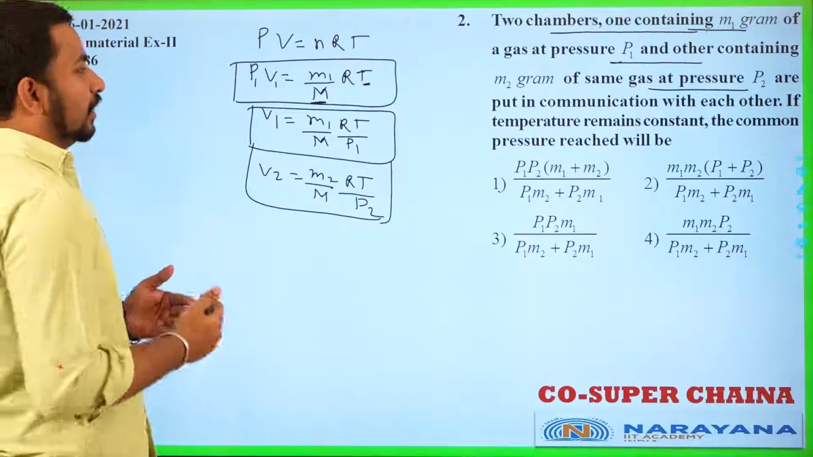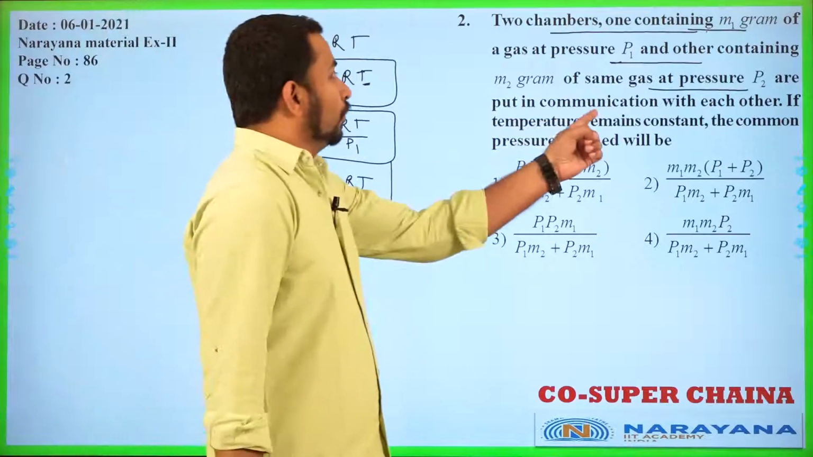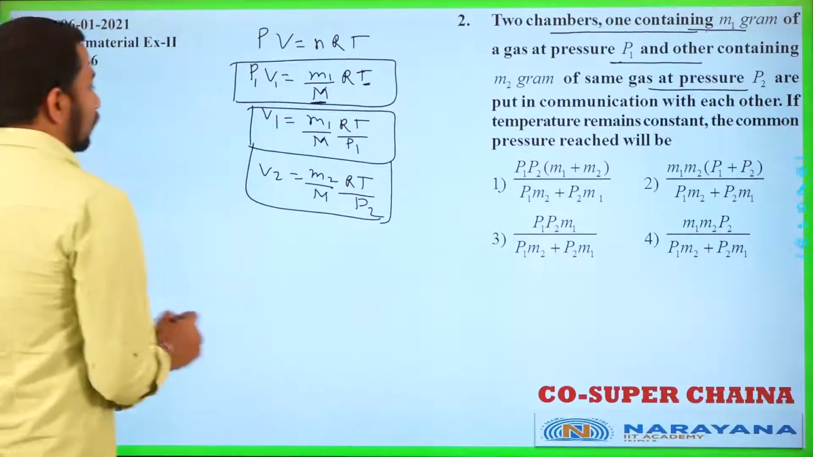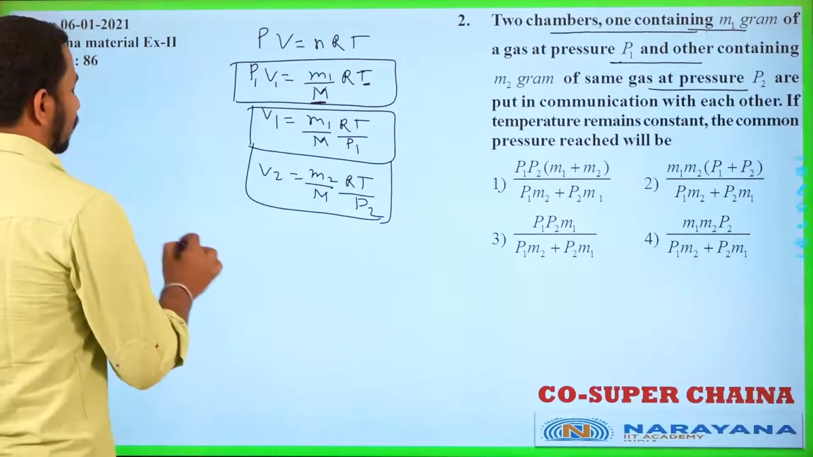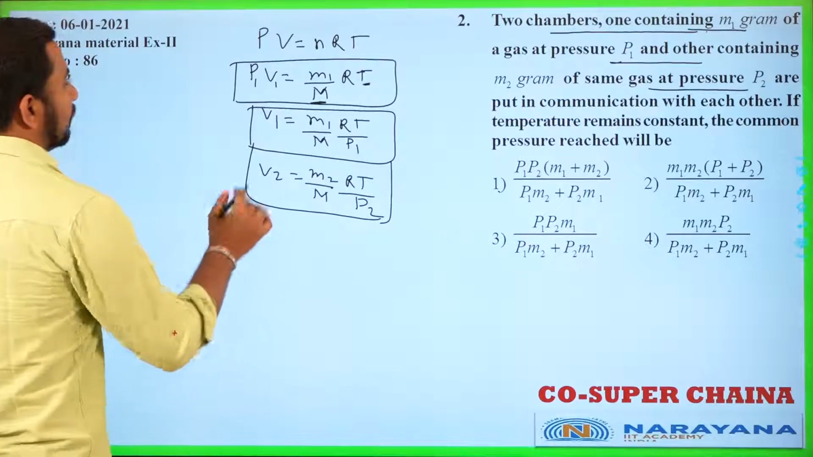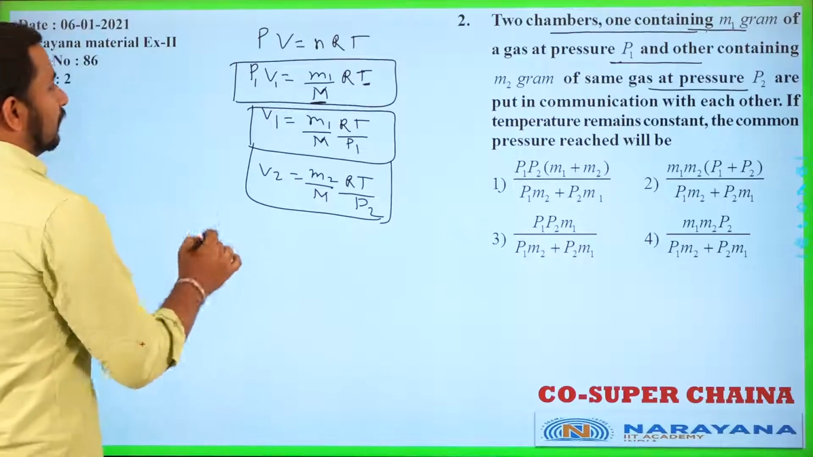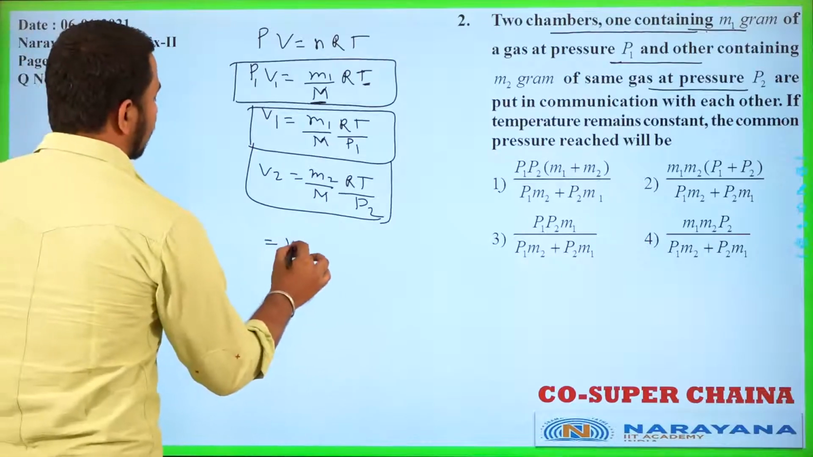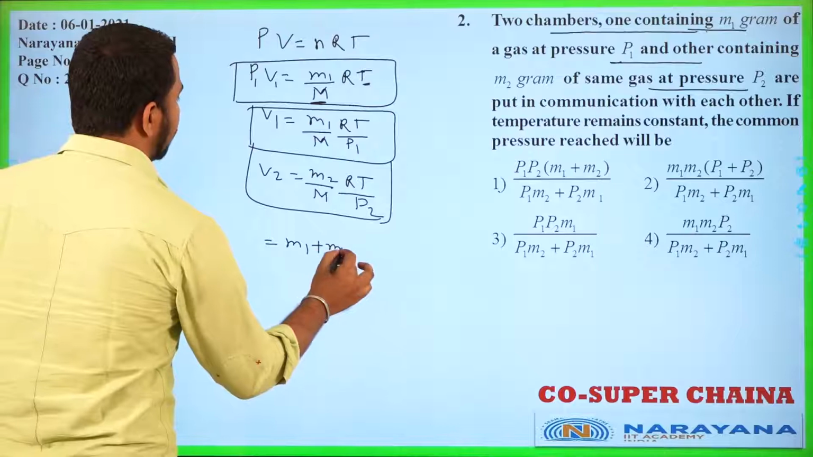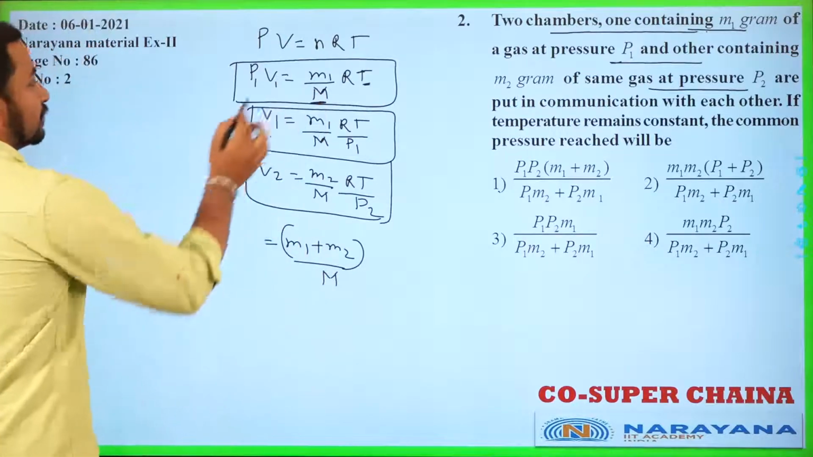Now we are just adding the two gases. So if you add the two gases, we will use here PV equals nRT. Here we will get (M1 plus M2) by M. I am directly substituting here.